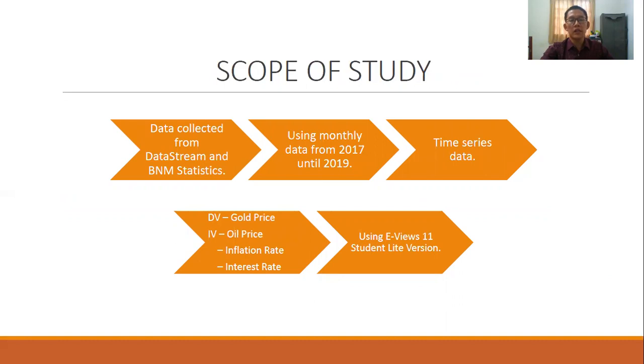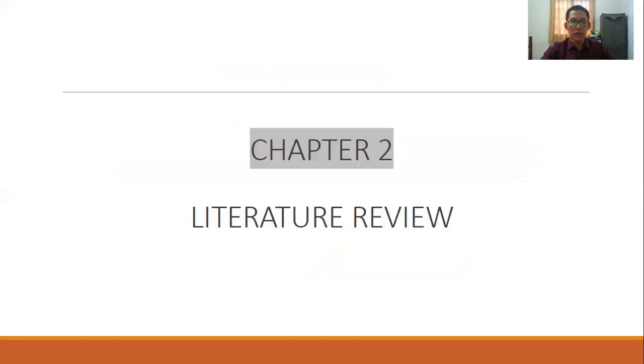Scope of this study. The data collected was from Datastream and BNM statistics. I am using monthly data from 2017 until 2019. I use time series data. The DV is gold price, while the IVs are three, which are oil price, inflation rate, and interest rate. EViews 11 student lite version is being used.